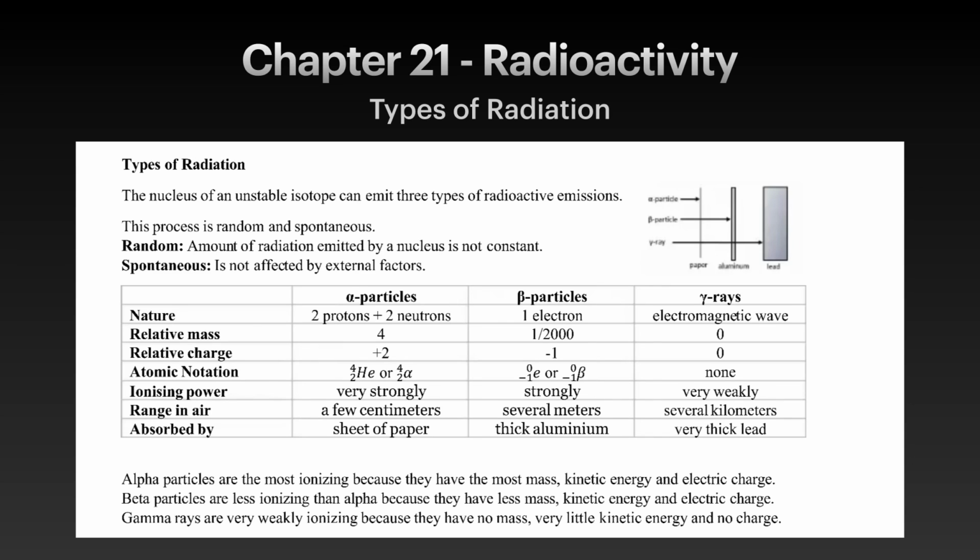Last is gamma rays. These are high-energy electromagnetic waves. They have no charge and very weak ionization, but very high penetration. Only thick lead or thick concrete can stop them.